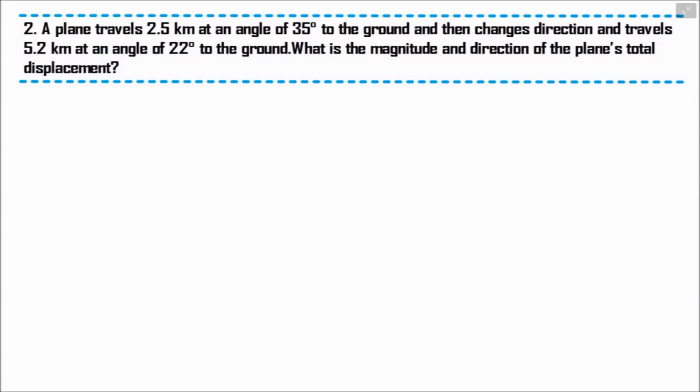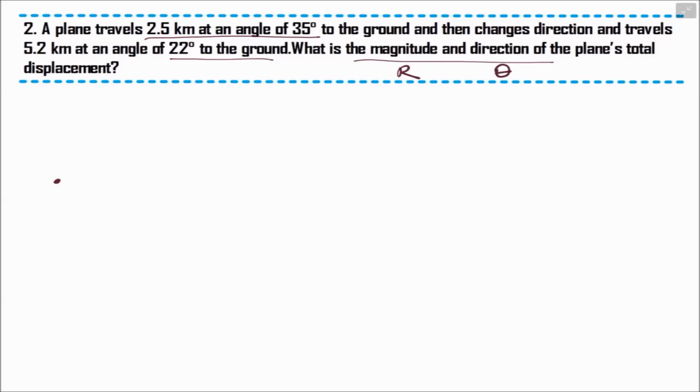Hello, welcome everyone. In this question it says a plane travels 2.5 km at an angle of 35 degree to the ground, then change direction and travels 5 km at an angle of 25 degree to the ground. What is the magnitude and the direction of the plane's total displacement? So it's asking magnitude and the direction. So we have to do two calculation. First of all, let's draw the givens.